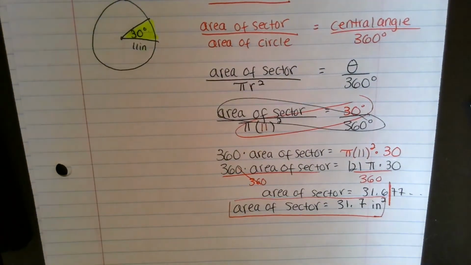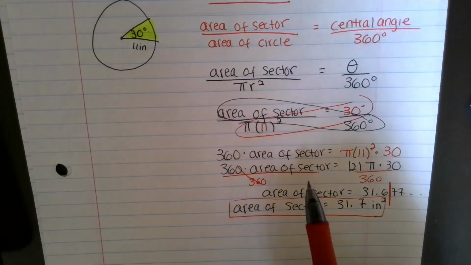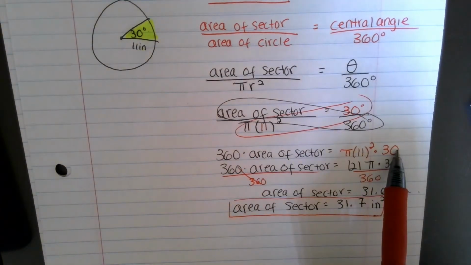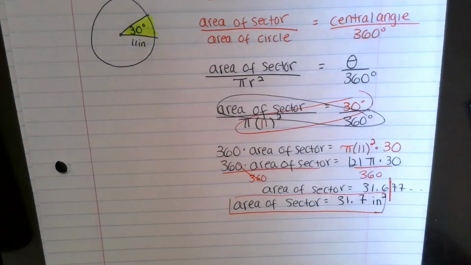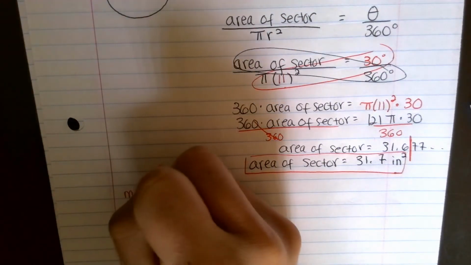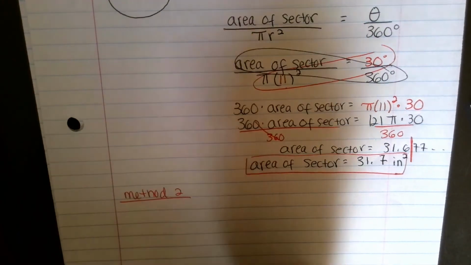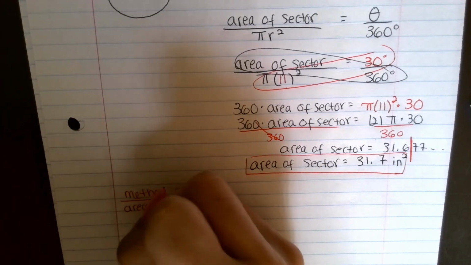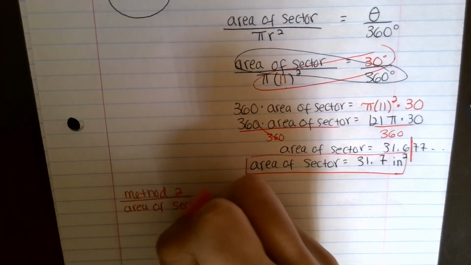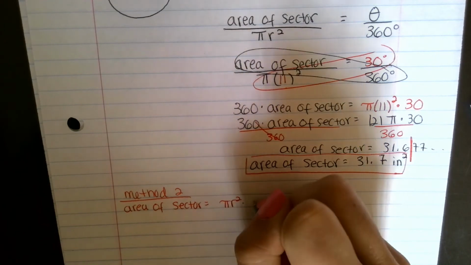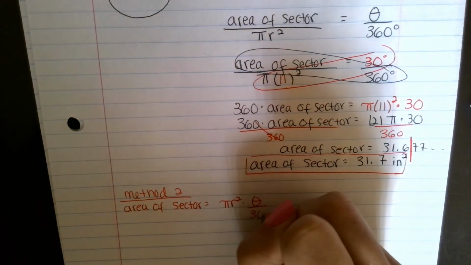Now, if you notice for method 2, all you would have done is take the area of your circle times your central angle divided by 360 if you want to just get right to it. So method 2 is just a formula. Method 2, it's going to be the area of sector equals pi r squared times the central angle divided by 360 degrees.